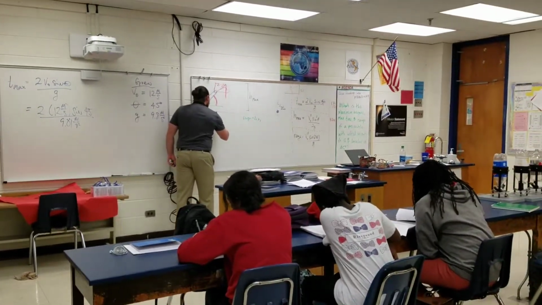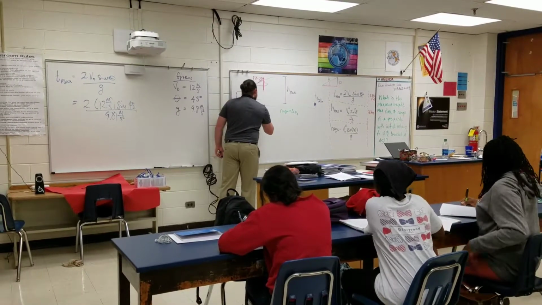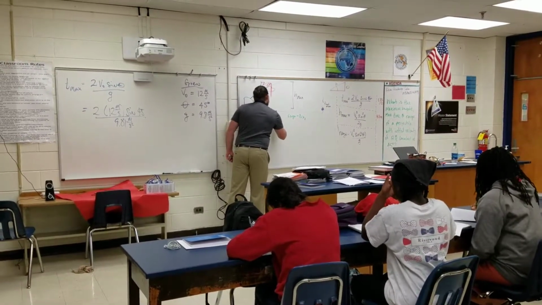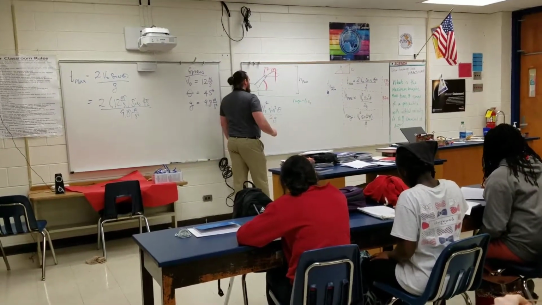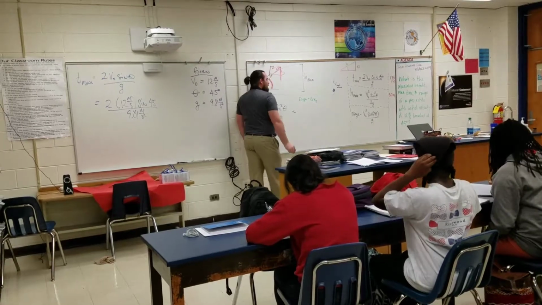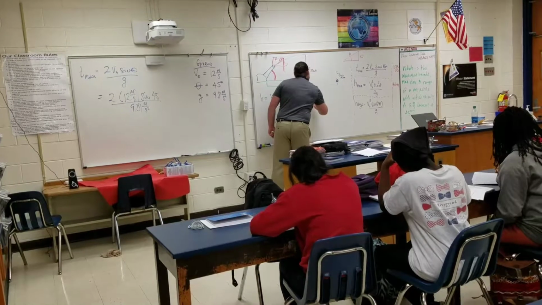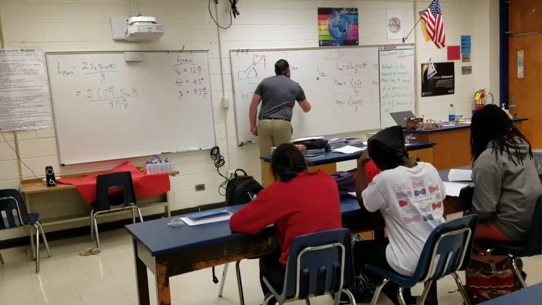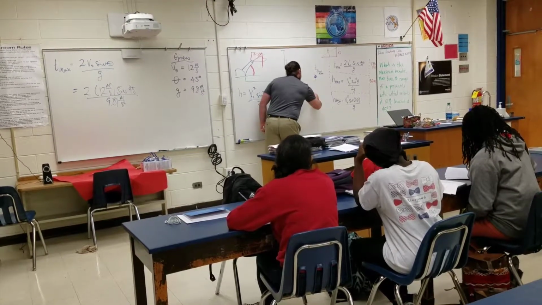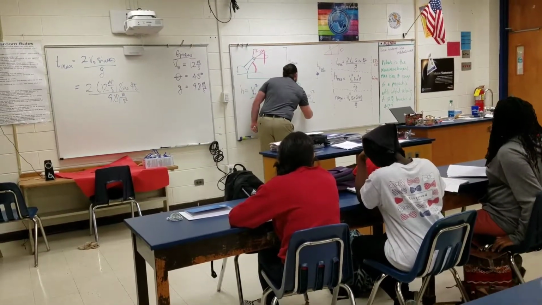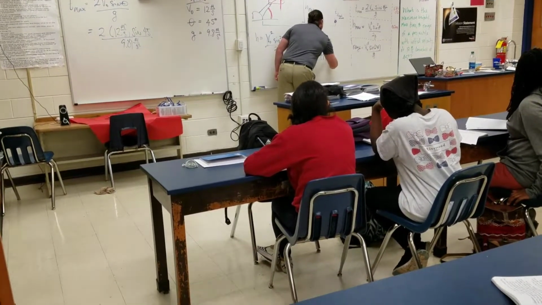So H is equal to, well, let's start out with the equation. V naught squared sine squared theta over 2G, which is equal to 12 meters per second squared, sine of 45 squared, over 2 times 9.81 meters per second squared.